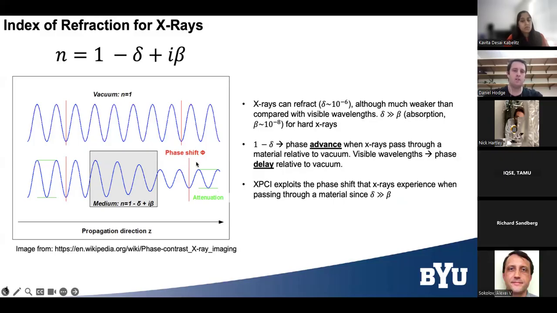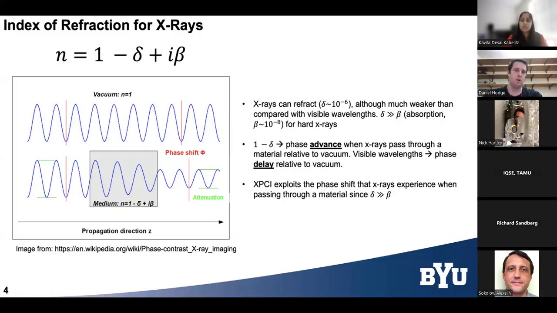And there's a phase advance in this particular case because the index of refraction is less than 1, meaning that there's a phase advance due to the material. For visible wavelengths, however, the phase shift would be delayed. So it's the opposite effect for X-rays. And in particular, we're going to be working with hard X-rays, or at least the experiments that I'll be referencing. Delta is on the order of 10 to the negative 6, and beta is orders of magnitude smaller, like 10 to the negative 7 or 8.